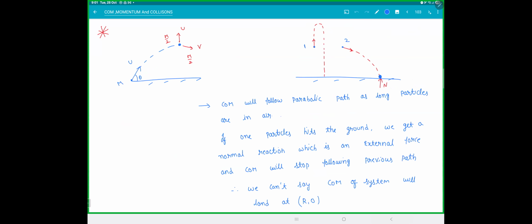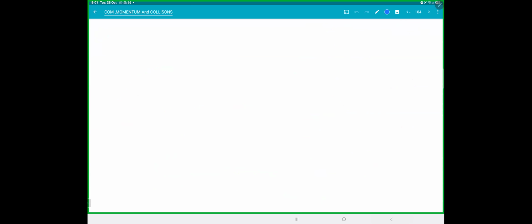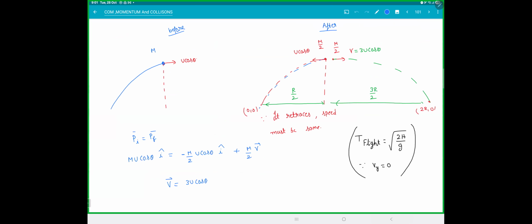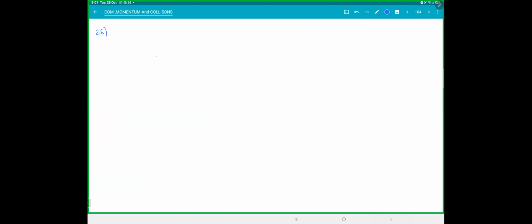Let's see one more. These are good ones. We have a plank, smooth floor. We have a man here of mass m. The plank's mass is capital M. Length of the plank is L. This surface is rough, or else the man cannot walk. But the floor is smooth.